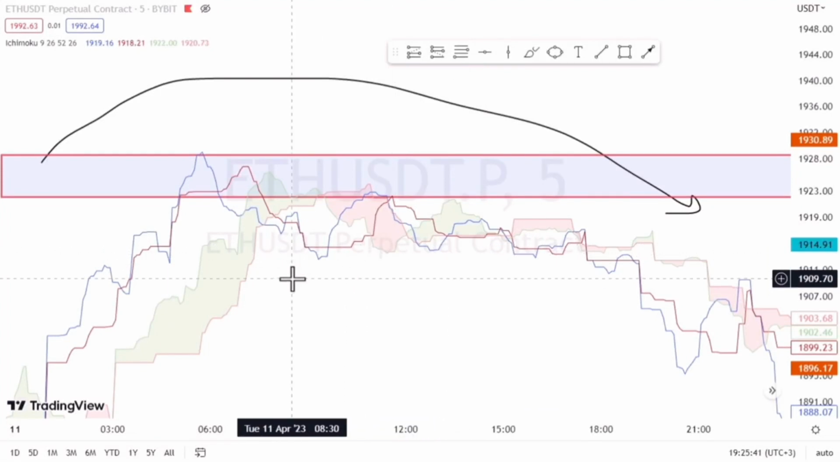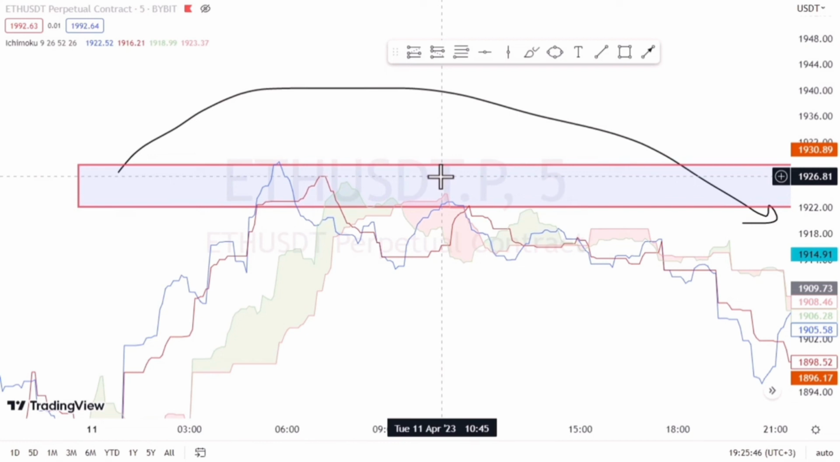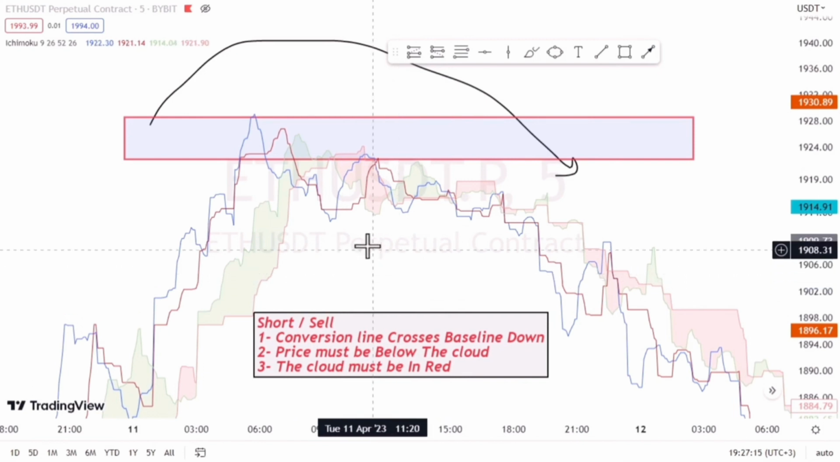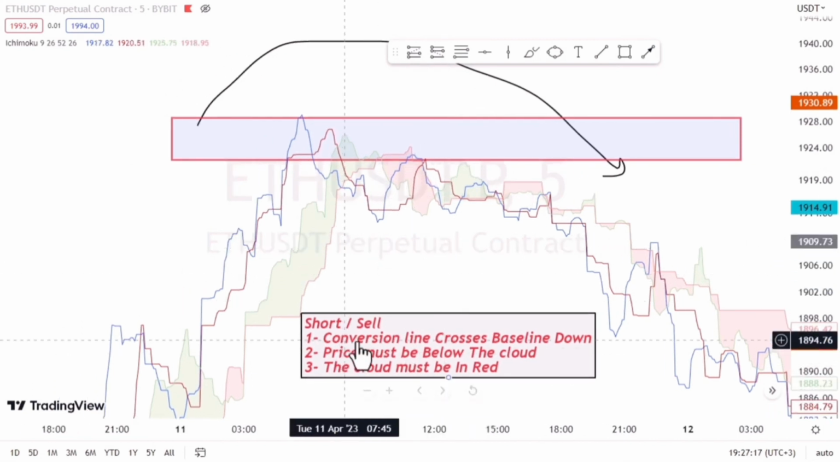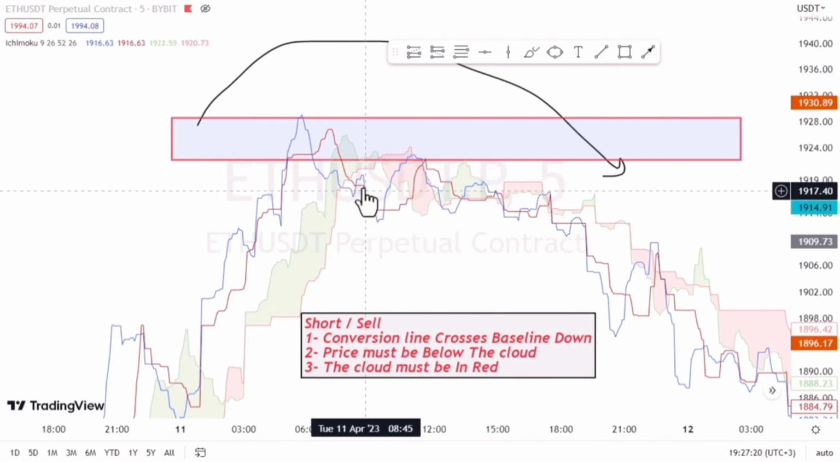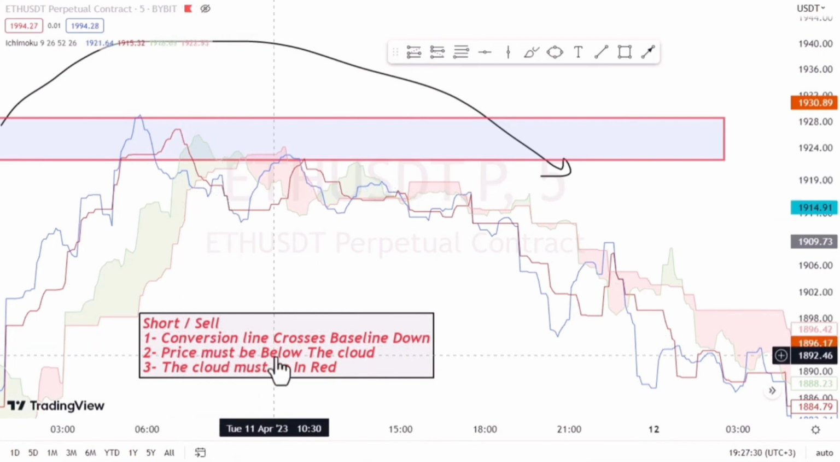Here is the first cross down here, but due to our rules, let me bring them. So this was our checklist. All right. So this is the checklist for short trades, and it is, of course, the opposite of long trades. First, conversion line crosses baseline down. So the blue line must cross the red line down.